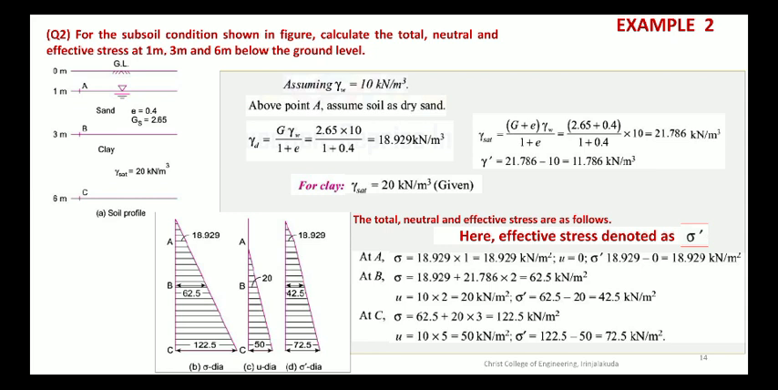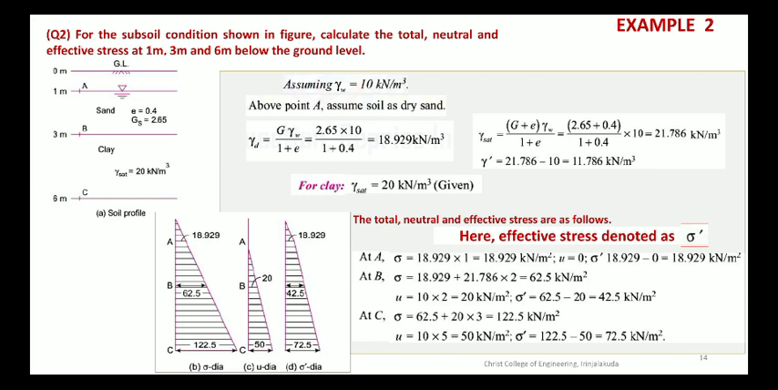Now for clay layer, that is between B and C, they have already given the gamma saturated value, that is 20 kilonewton per meter cube. Now simply go to the total stress, water pressure and effective stress steps. So here in this problem, I had copied this problem from Punmia textbook. So they have denoted it as sigma dash, not sigma bar. So I have just mentioned that also here. Here effective stress is denoted as sigma dash.